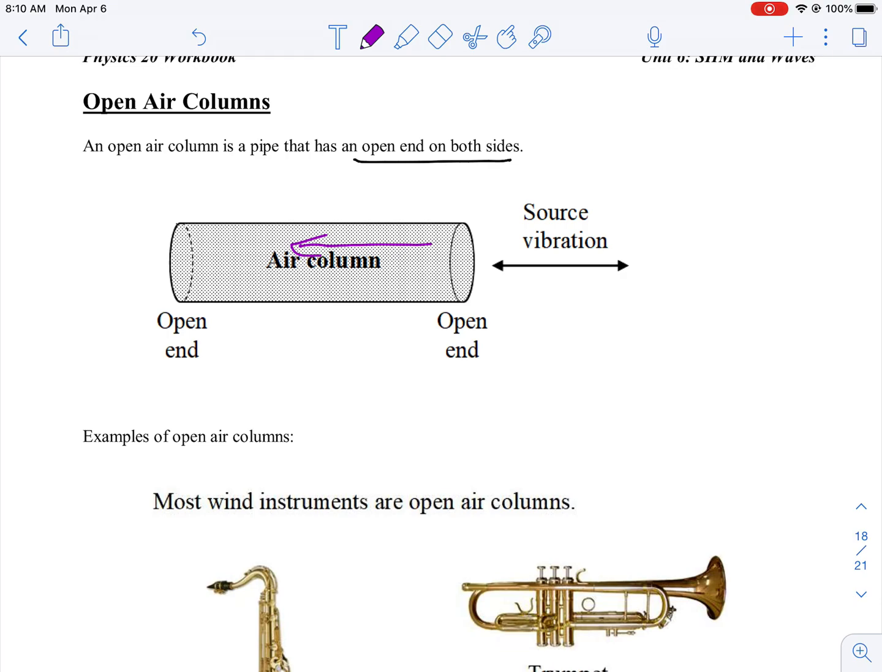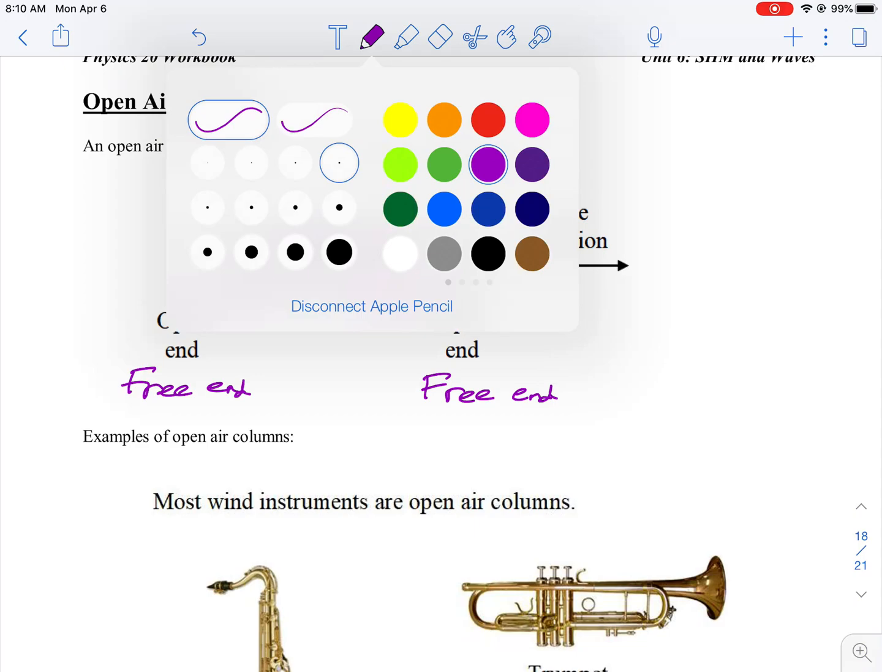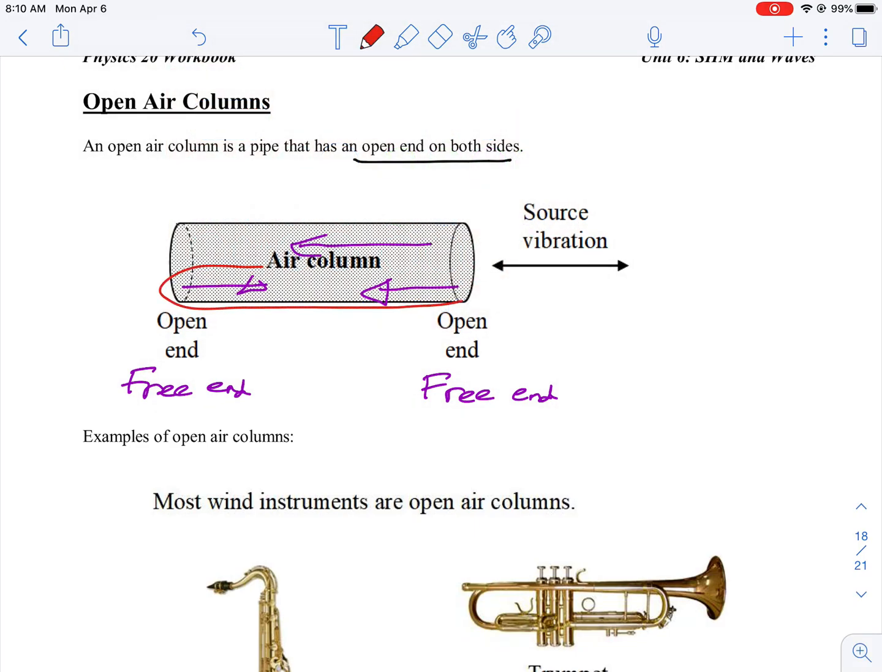When it gets to the open end, remember that's going to be free end reflection. So it bounces back. And we have another open end on the other side, so we get again free end reflection, and that causes it to bounce back. And if we kind of highlight those two, these two therefore come towards each other and start to interfere with each other.